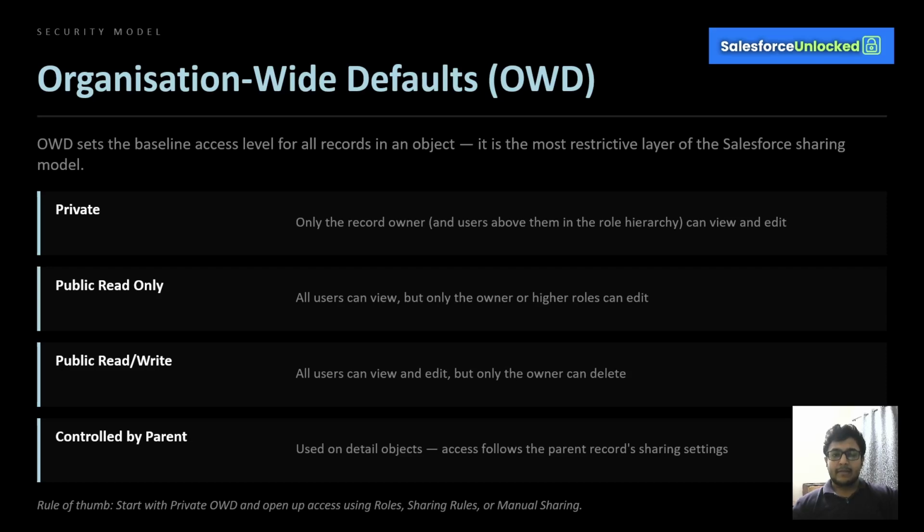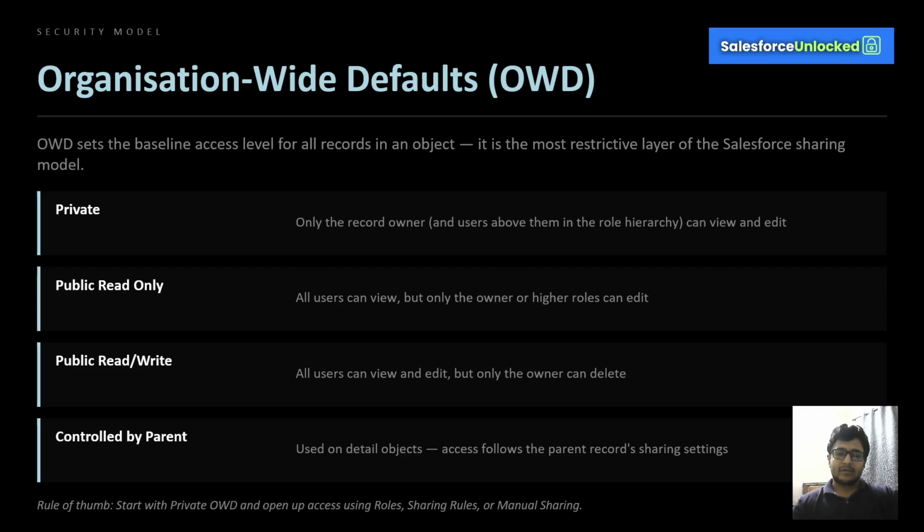It basically answers the one question: what is the baseline level of access that any user has to any record which they don't own? So OWD is at a very baseline level, at the very bottom level, where we can also say it's a starting point, and everything else in the sharing model is built upward from here. OWD, in short, you can say it's a baseline access of objects to the users.